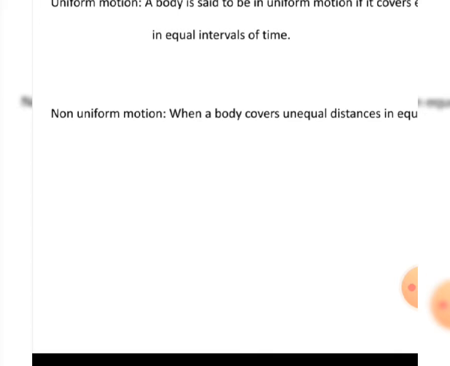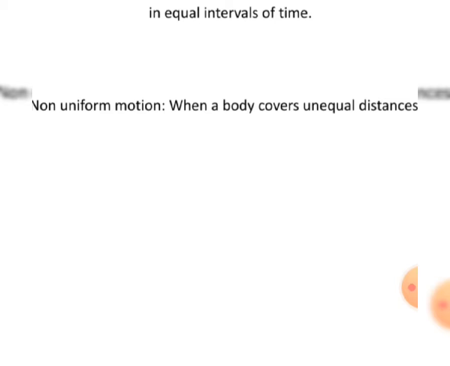Let's suppose you have an object which covers, say, 1 kilometer in 1 hour, and in the next 1 hour it moves another 1 kilometer. Again in the next 1 hour it moves again 1 kilometer. That is, in every interval of time, that is in 1 hour, it's covering a distance of 1 kilometer. So we say that the object is in uniform motion.